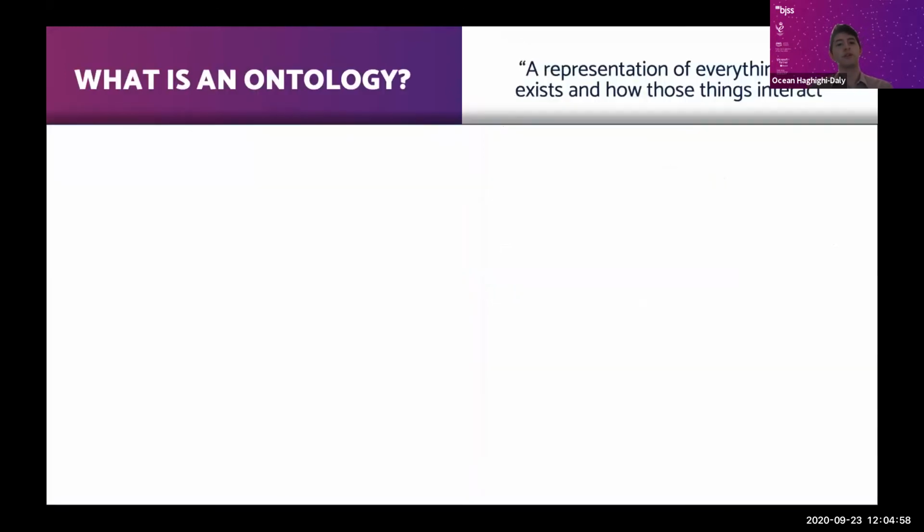So what actually is an ontology? I'll come straight out with the definition that I normally give, which is it's a representation of everything that exists and how those things interact. So I'll say that again. It's a representation of everything that exists.